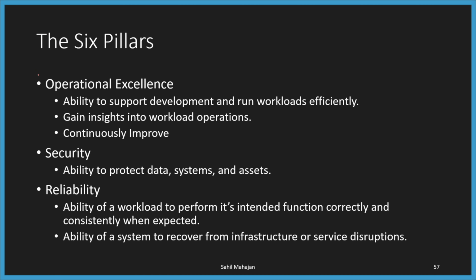Now, the framework has 6 pillars, and we are going to have, again, a high-level understanding of these 6 pillars. The first pillar being operational excellence. It provides the ability to support development and run workloads efficiently. So basically, operational excellence is making sure that you are running workloads efficiently, your operations are in good standing, and you're maintaining your workloads perfectly. It helps you to gain insights into your workloads' operations, and of course, you continuously improve. So operational excellence is a continuous process wherein you continuously improve.